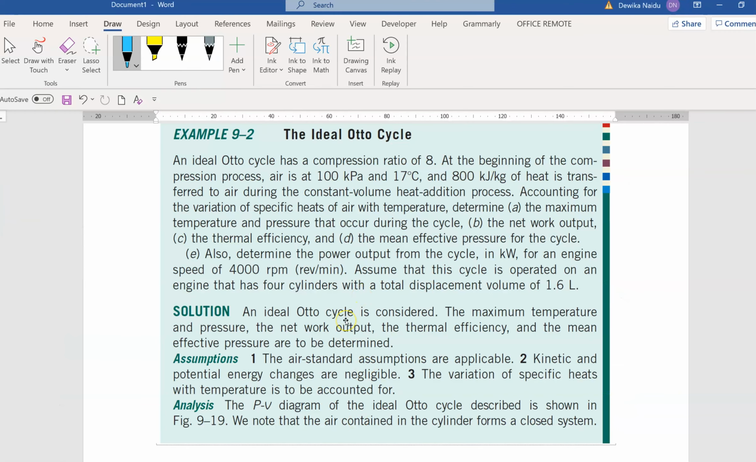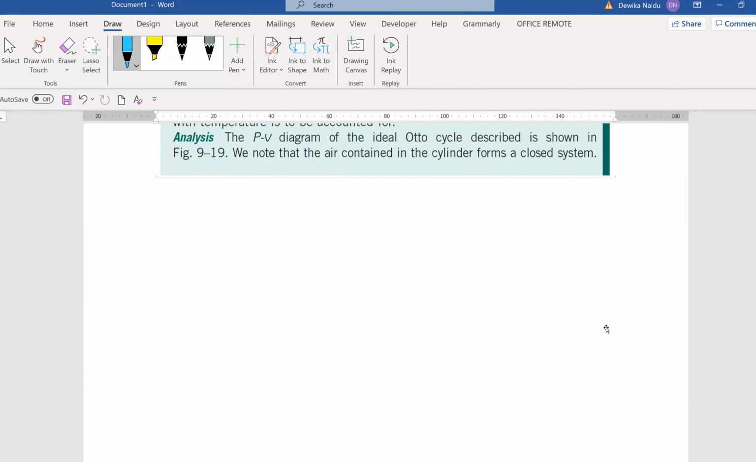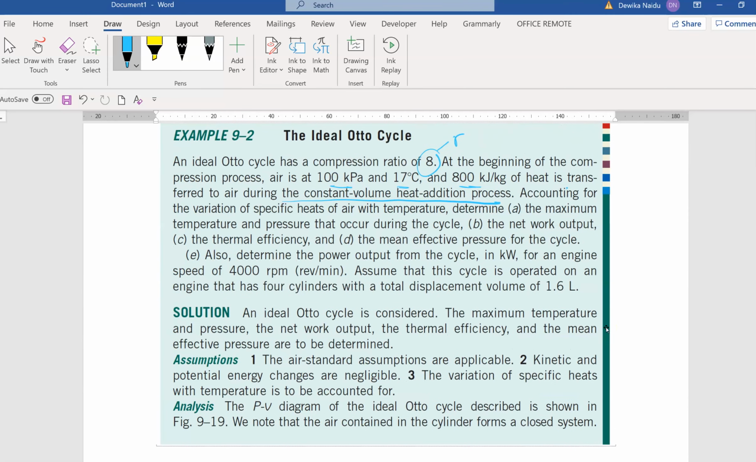I'm looking at example 9.2 from the textbook, page 496. An ideal Otto cycle has a compression ratio of 8, so the R value is 8. At the beginning of the compression, air is at 100 kilopascal, 17 degrees C, and 800 kilojoule of heat is transferred to air during the constant volume heat addition process. So just read all this question, jot down the important points, and then you need to find the initial values. We'll come to that shortly. Just pay attention here.